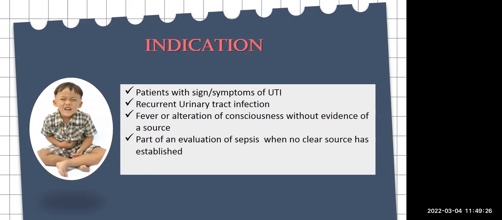So the indications for those who need to do this urine culture and sensitivity: the first one is a patient with the signs and symptoms of urinary tract infection. Second is recurrent urinary tract infection. Third, those who are having fever or alteration of consciousness without any evidence of a source. And finally, as part of an evaluation of sepsis when no clear source has been established. Next.